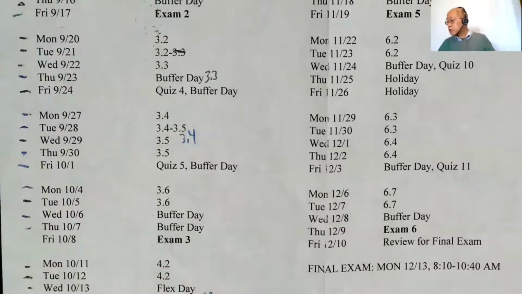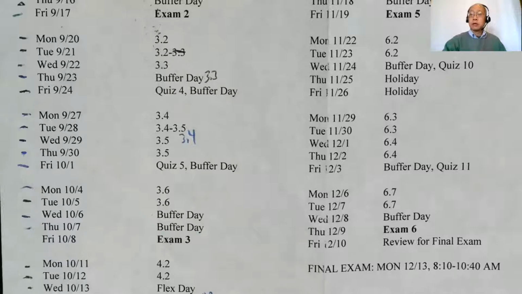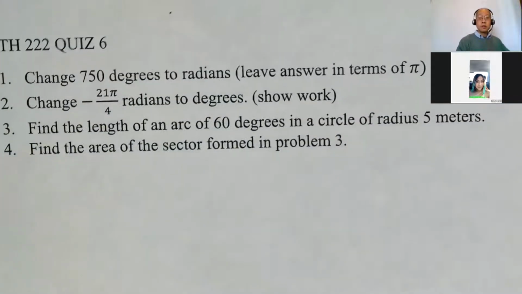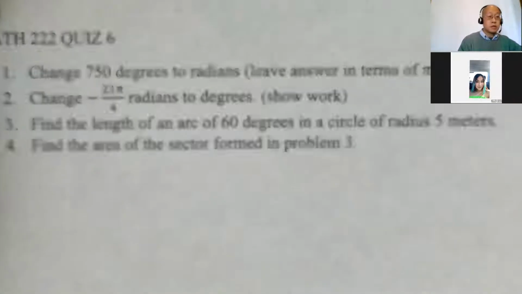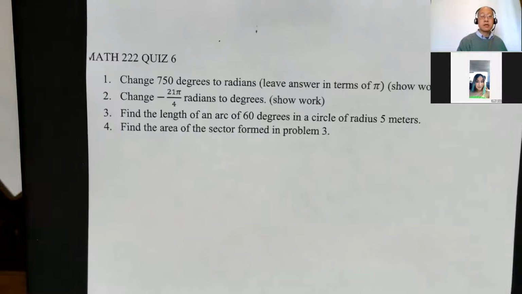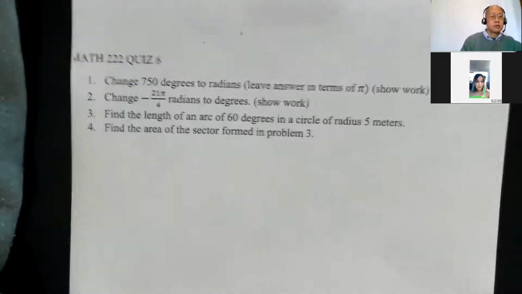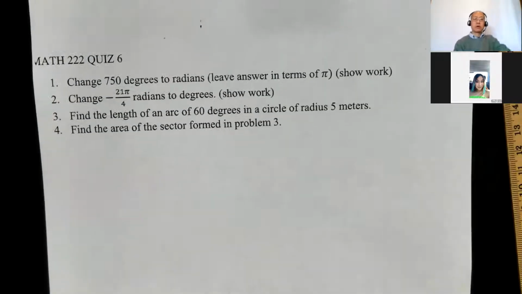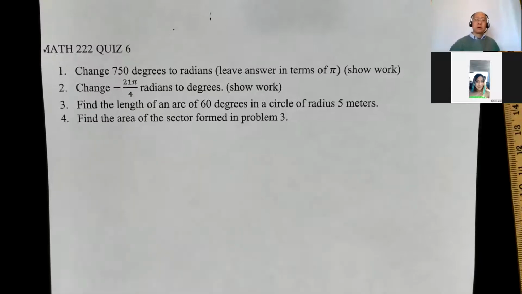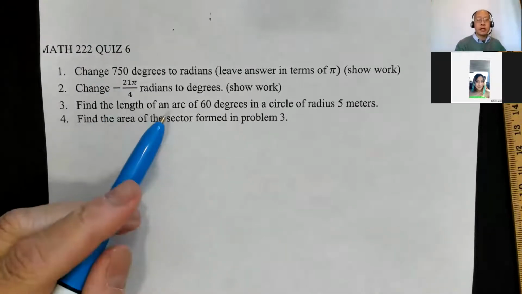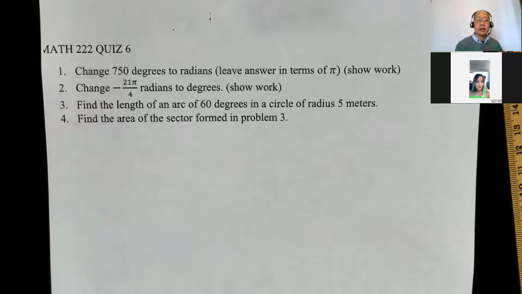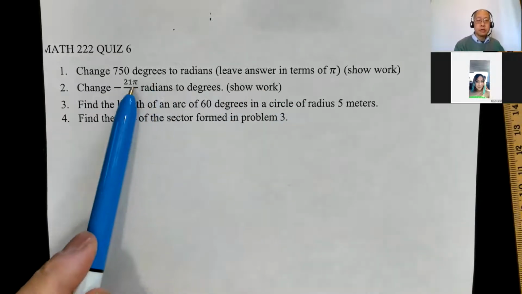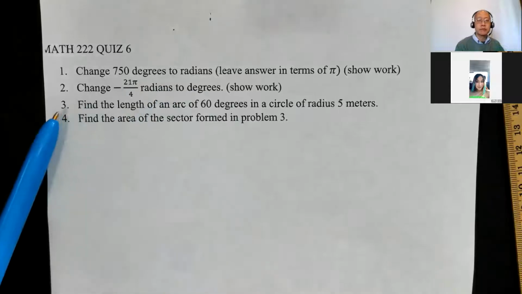Okay, so let me get the quiz for you. So get ready to take a picture on your cell phone or do a screenshot. And here we go. I'm not sure it all fits. Okay, this would all fit, I believe. Let me get it for you here. Okay, change 750 degrees to radians. Leave your answers in terms of pi. In other words, don't punch out in your calculator 3.14 or whatever. Show all your work. So simply change degrees to radians.